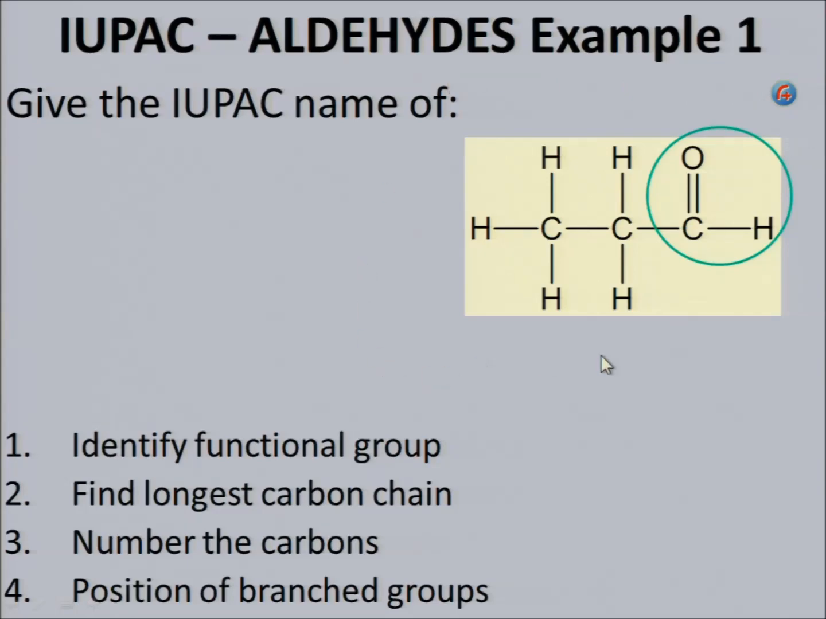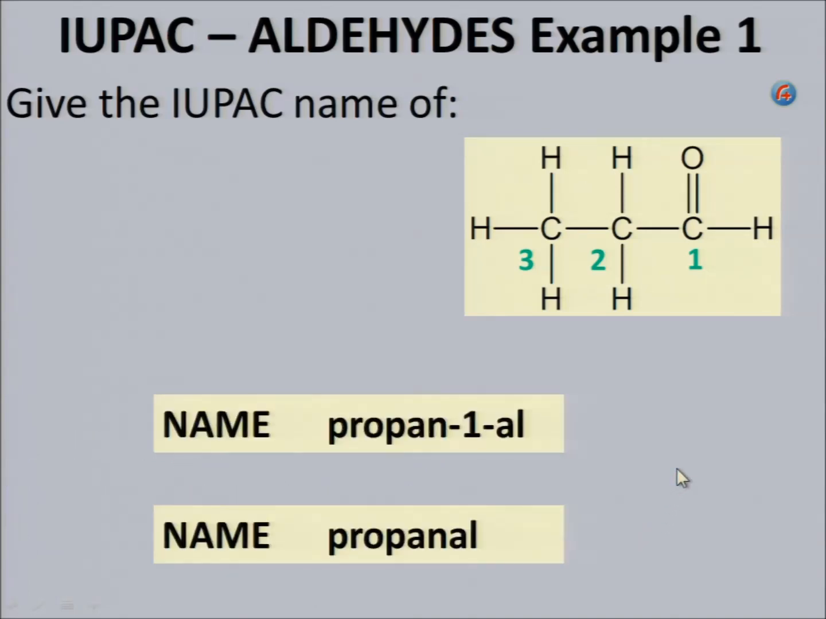Example 1. Give the IUPAC name of this molecule. The first step is always to identify your functional group. If you see this part, a carbonyl group with a hydrogen bonded to it, you know this is an aldehyde because it's got a carbon-oxygen double bond at the end of the chain. Then you find your longest carbon chain and you number your carbons. Your carbonyl carbon will always be number 1. So 1, 2, 3. And then you know it is propanal, because prop for 3 carbons, an for only single bonds, and al for the aldehyde. The al is at carbon 1. But since the carbonyl carbon will always be at number 1, it is alright to omit the 1, but only for aldehydes.